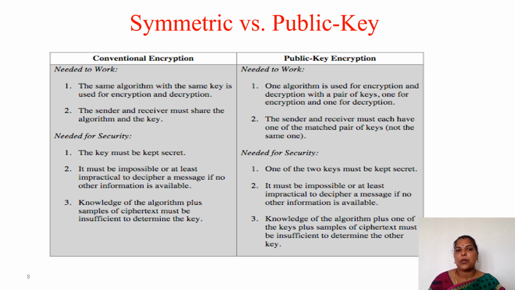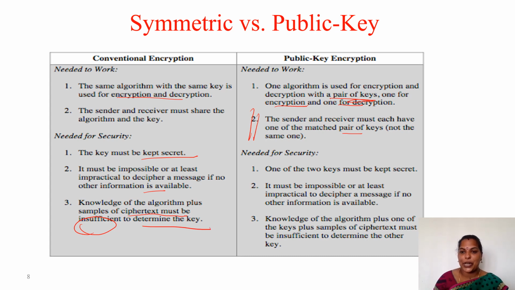In the conventional crypto system, the same algorithm with the same key is used for encryption and decryption, and the sender and receiver must share the algorithm and the key. In public key cryptography, one algorithm is used for encryption and decryption with a pair of keys, one for encryption and one for decryption. The sender and receiver must each have one of the matched pair of keys, not the same one. From the security point of view, in the conventional crypto system, the key must be kept secret. It must be impossible, or at least impractical, to decipher a message if no other information is available. And knowledge of the algorithm plus samples of the ciphertext must be insufficient to determine the key.